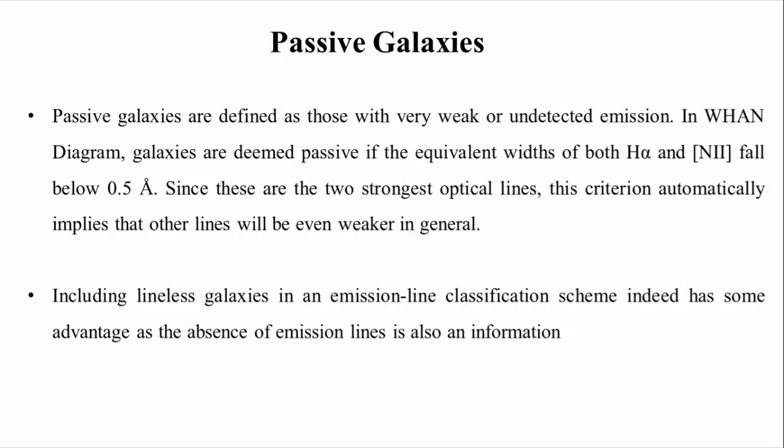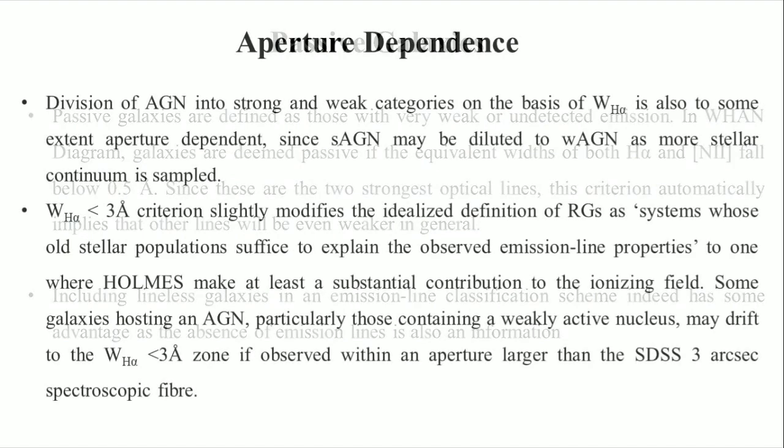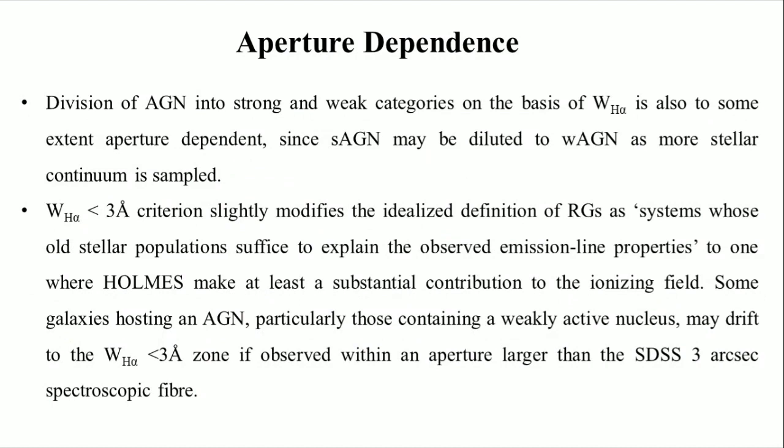So that covers all the classes and the WAN classification. Now, let's look at a few other aspects of WAN classification, which can be said to be a few disadvantages. This division into AGN and weak categories based on the width of H alpha is somewhat aperture dependent. Based on what aperture you use, a strong AGN can be diluted into a weak AGN, because if we sample more stellar continuum, it could become diluted.